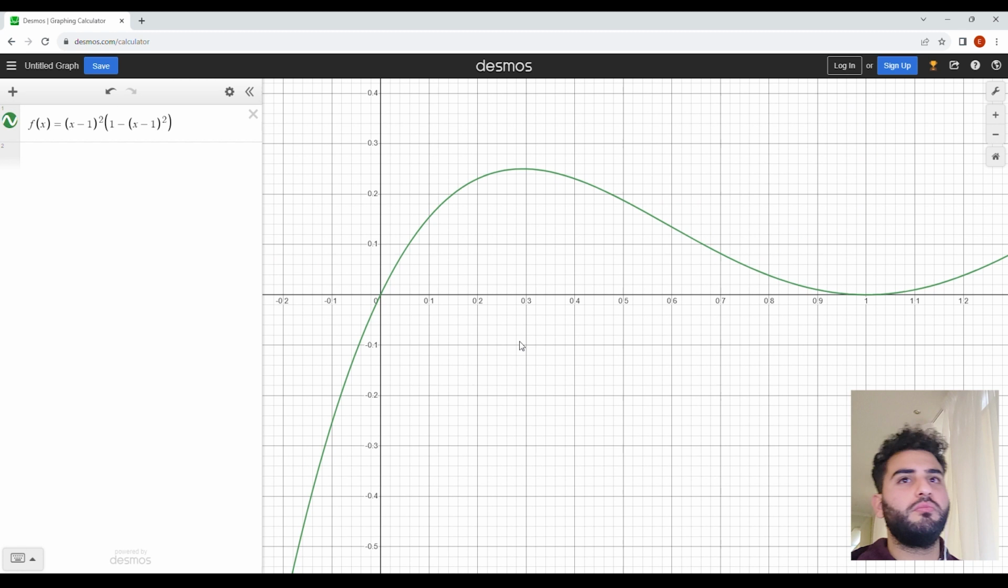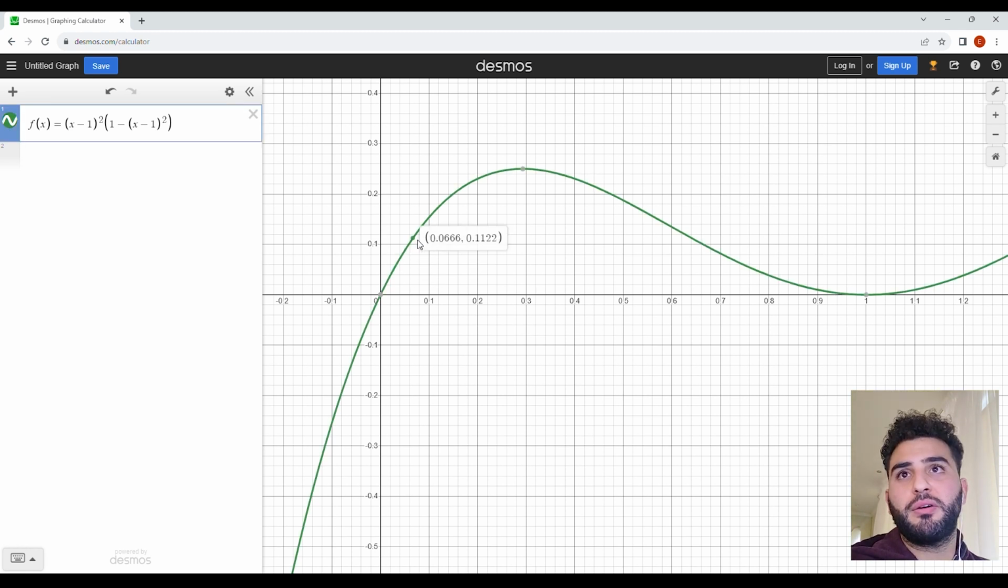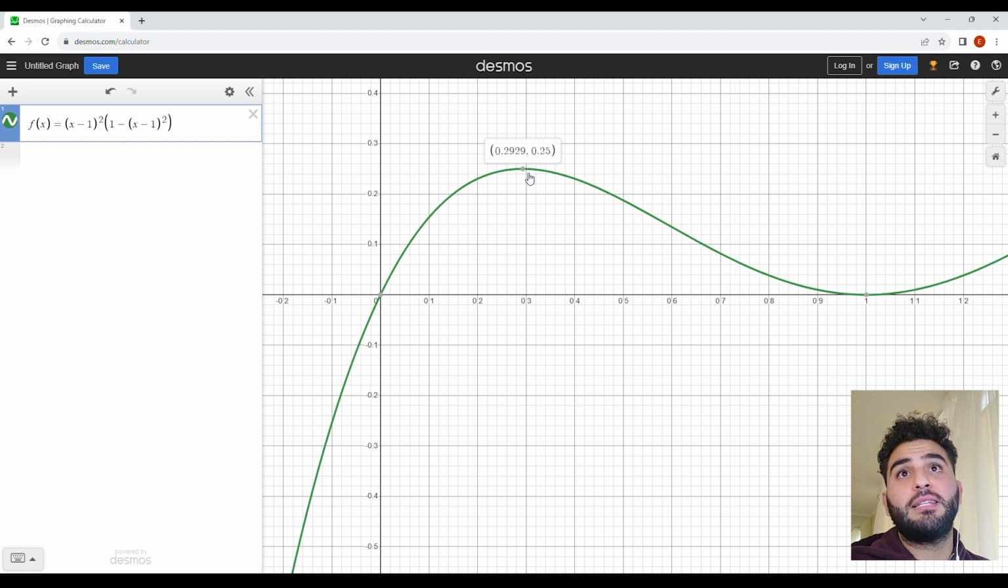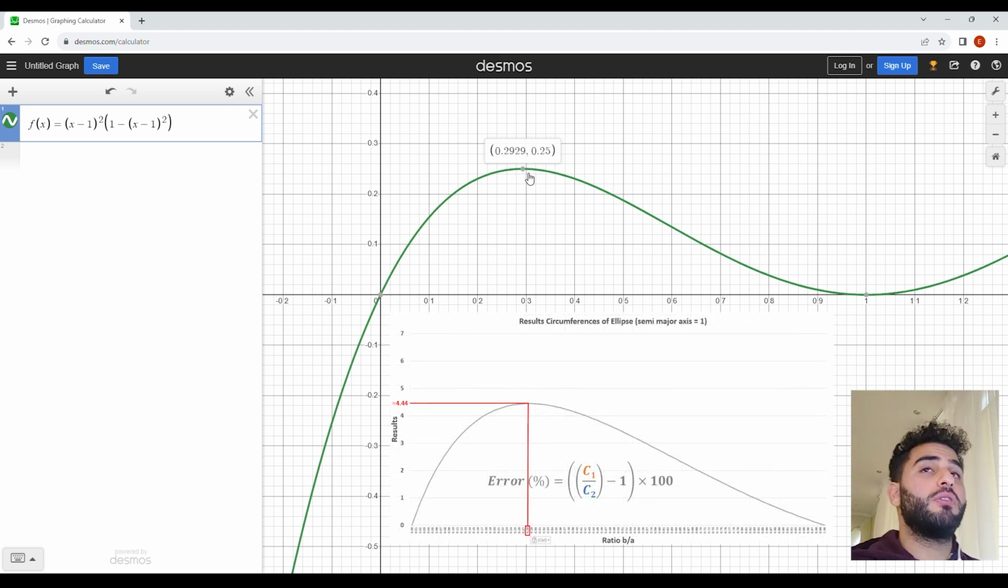So now here is the result. And I hope that you understood that here the x-axis represents, in my case, b over a. What we can see is that the peak of the curve is reached when a over b is equal to 0.29292929, which is 29 over 99. And in my case, the peak is reached when b over a is equal to 0.28. It's not exactly 0.28, it's approximately 0.28.